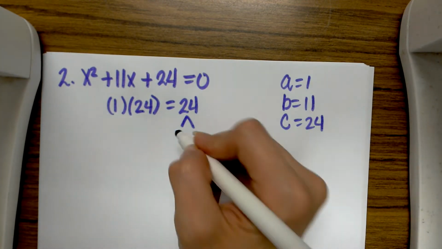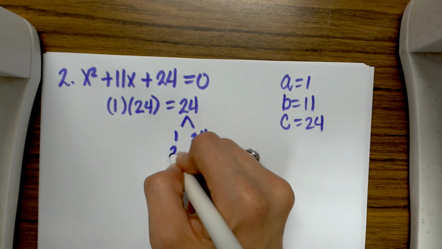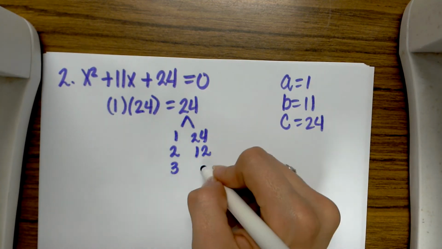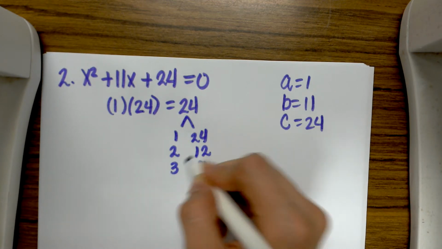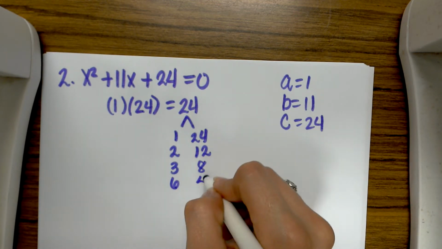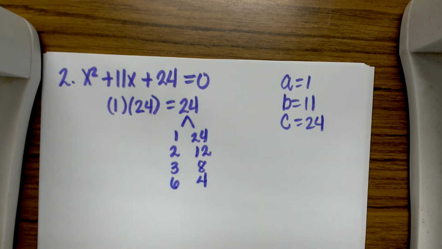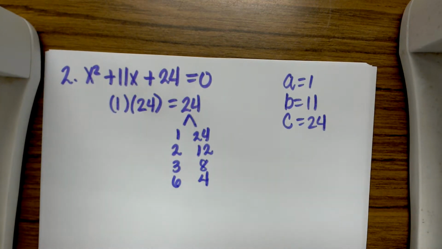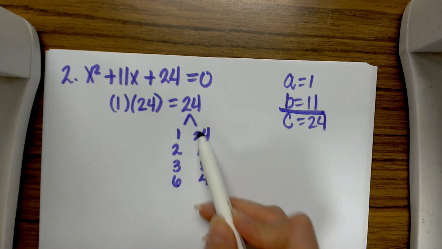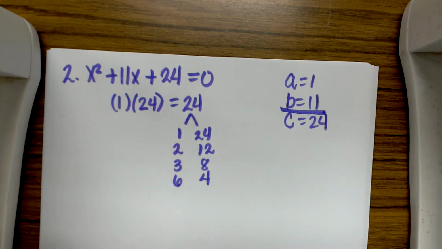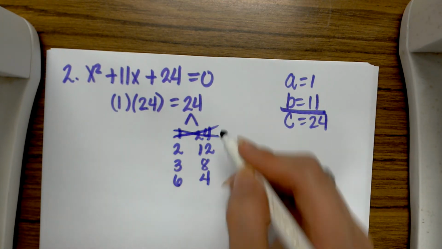If I find the factors, I have 1 times 24, 2 times 12, 3 times 8, and 6 times 4, or 4 times 6, vice versa. That works. So we figured that out. Now we need to figure out if we add or subtract these together, am I going to get 11? B is equal to 11? Well, let's find out. So 1 plus 24 gives me 25, or if I subtract, it does not give me 11. So 1 and 24 out of the question.